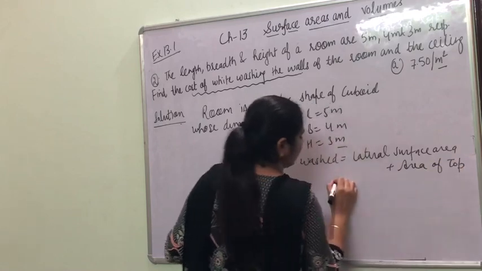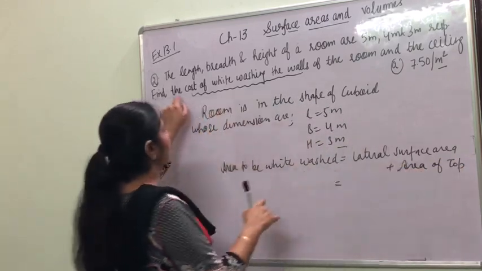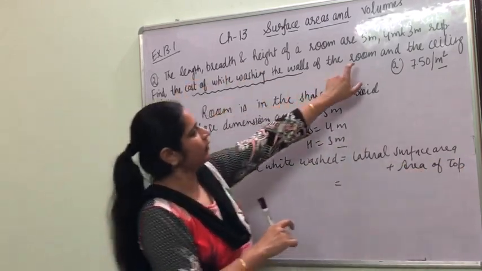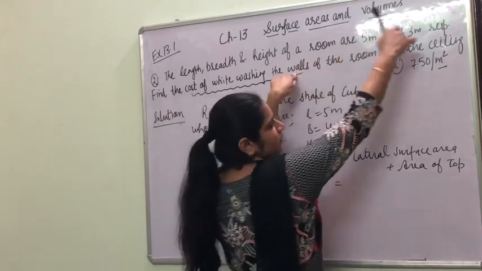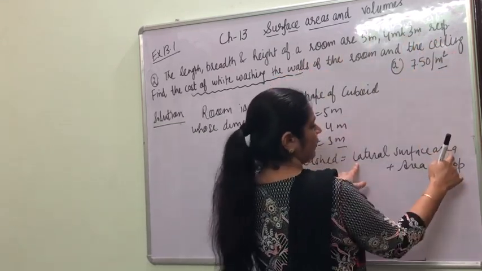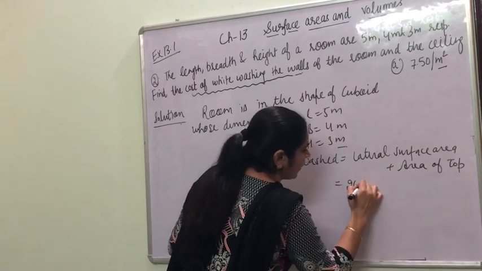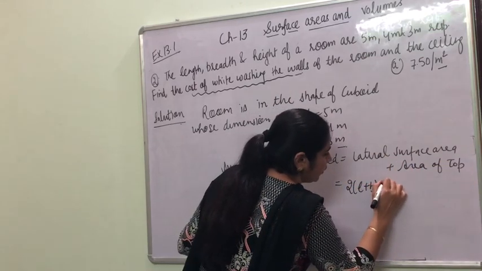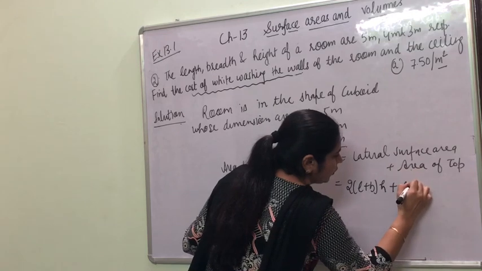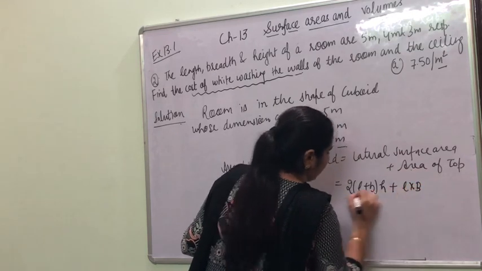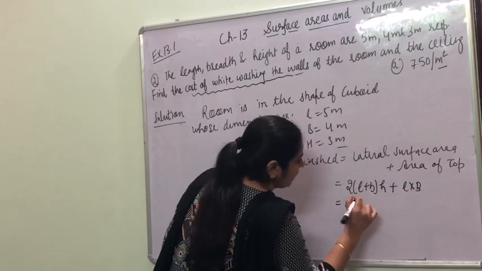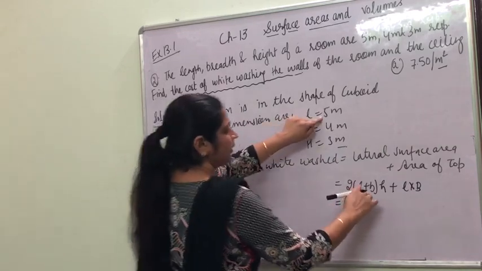Base we are not taking, only the ceiling is given. Here they are asking walls as well as ceiling, so we are taking lateral surface area and the area of the top. Lateral surface area is twice of L plus B into H. Area of the top is L into B. Learn the formulas by heart, then only the question will be easy for you.